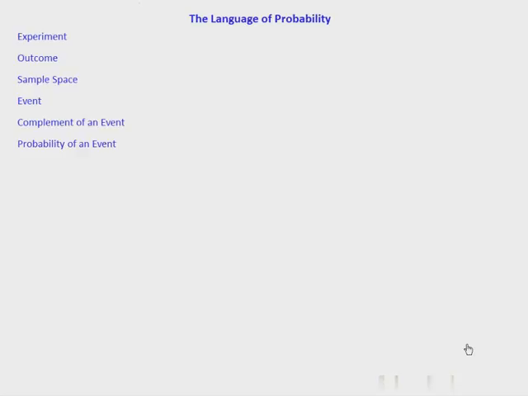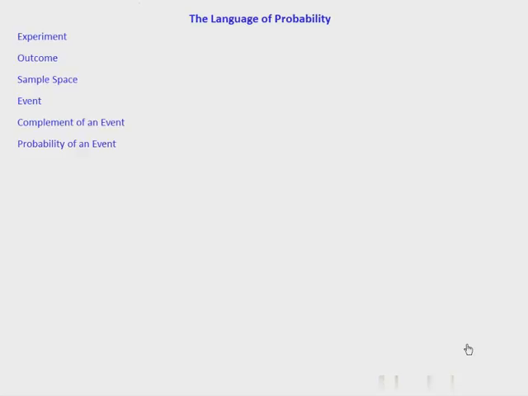The experiment can be something simple like picking a ball out of a bag, or picking a shirt out of a drawer, or throwing a dice, or tossing a coin. That is the experiment. It's important to understand that if you have a bag of balls and you're picking one ball, that is one experiment. If you're picking two balls, that is a very different experiment. Similarly, if you're throwing one dice, that's one experiment. If you're throwing two dice and looking at both the numbers, that's an entirely different experiment.